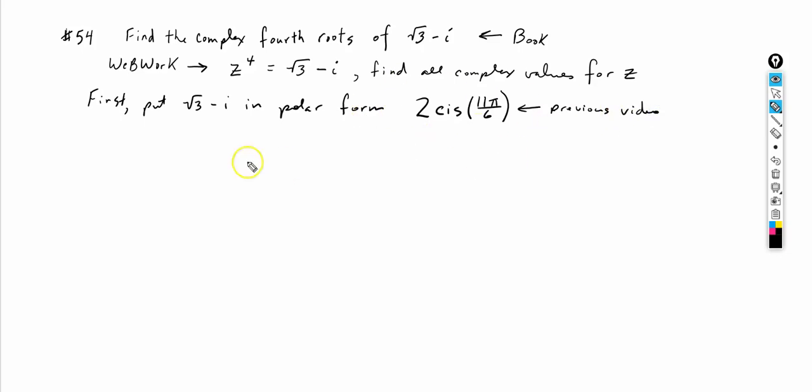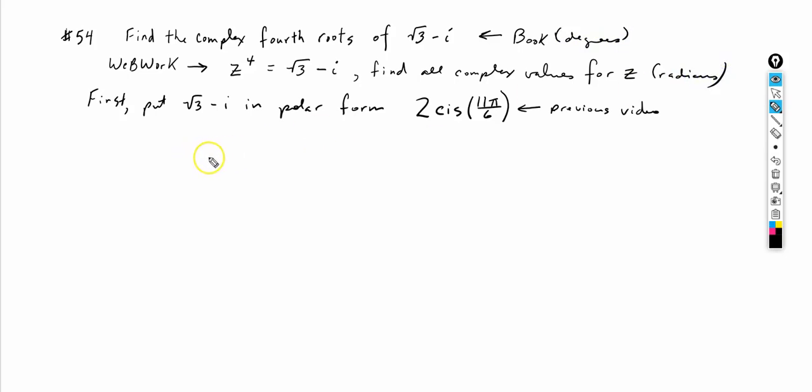And we're going to be getting our answer in radians. WebWork wants your answer in radians. The book, I think, gives it in degrees. But if you're going to look at it in WebWork, they want the answer in radians. So we're going to do the answer in radians.